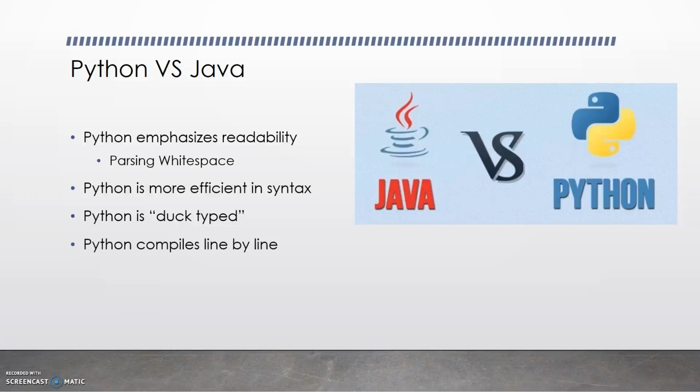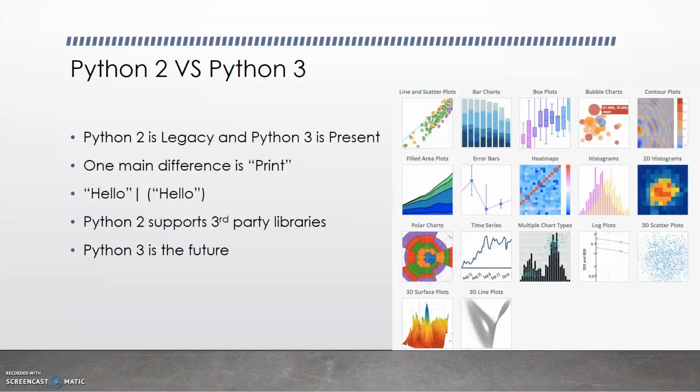And Python compiles line by line, which is a big difference from Java, given that Java recognizes runtime and compile time errors. But in Python, if you run it, it evaluates line by line. So let's say you have a 1,000-line program. You may have an error at the very end, and it's somewhat annoying for errors.